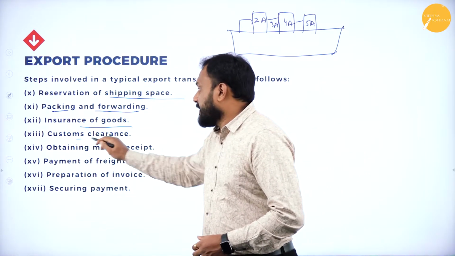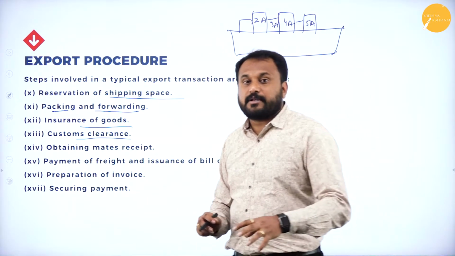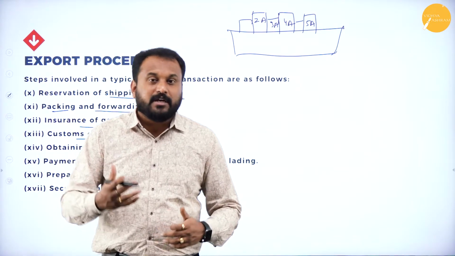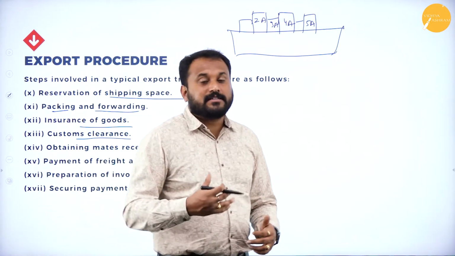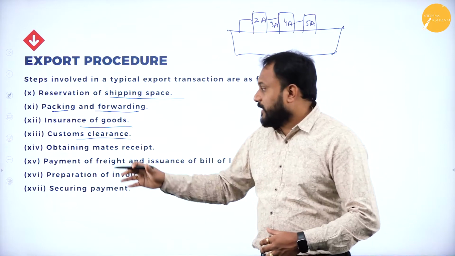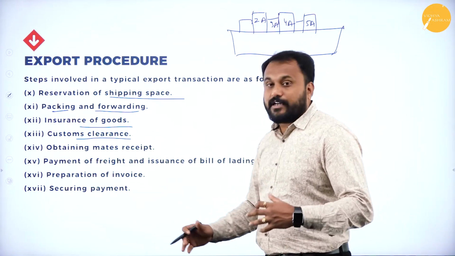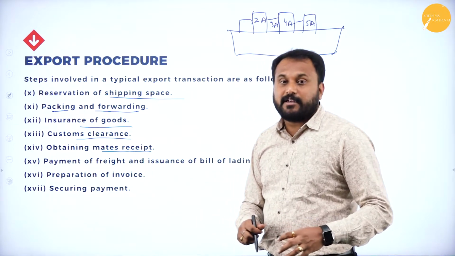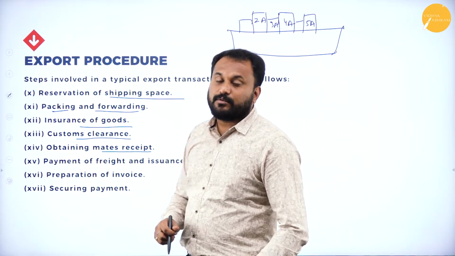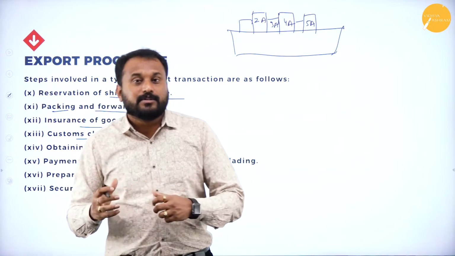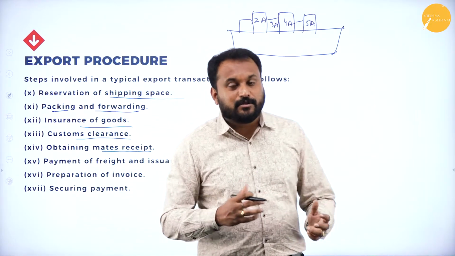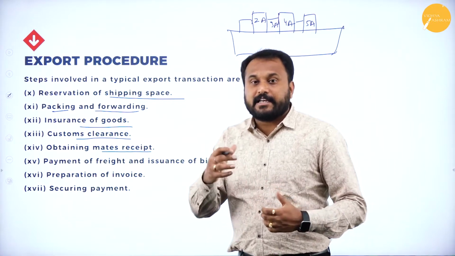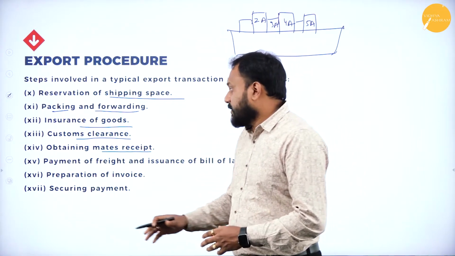Next is customs clearance. There should be a clearance from the shipyard saying that whatever you are shipping is all legal and lawful in the land, so you will get a clearance. The next is obtaining the mate receipt. The mate receipt is given by the captain of the ship who is going for the transportation. He'll give you a slip, writing what all you have given to him, with a seal and signature.